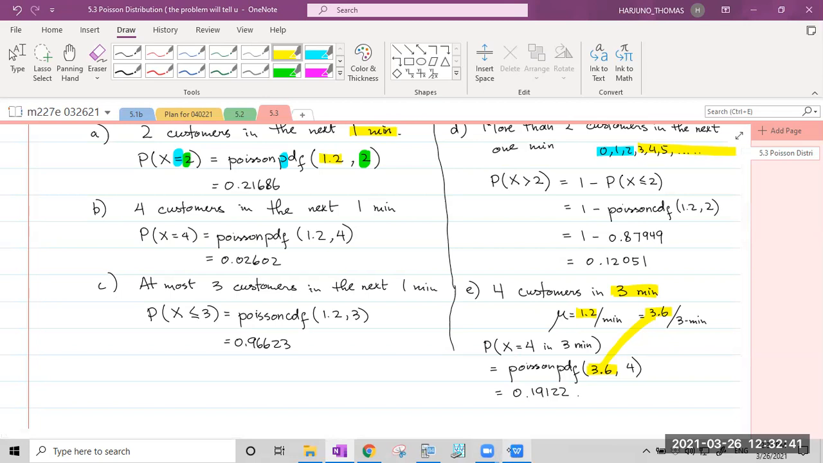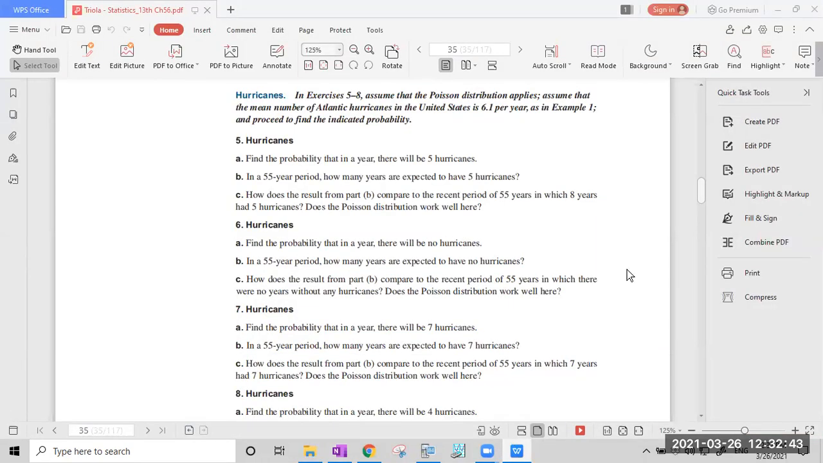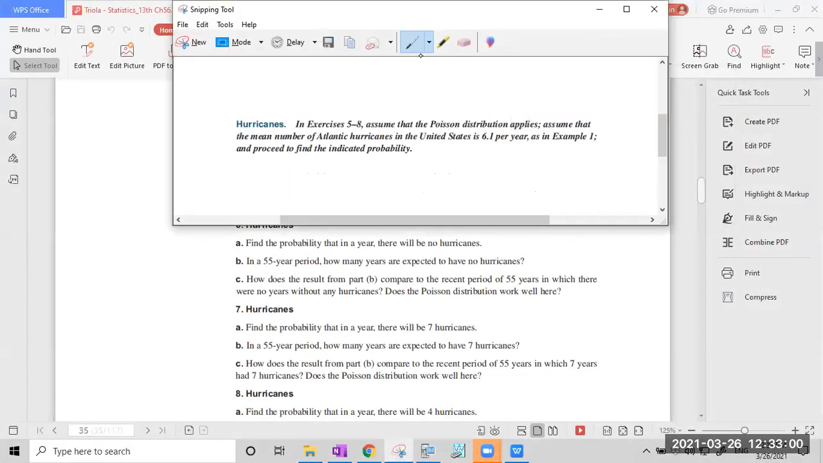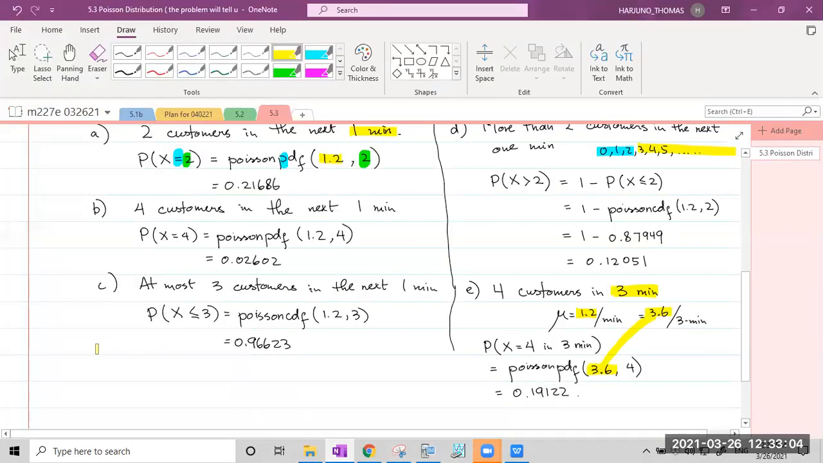Now let's see problems from our textbook. Let's do number 5 and let's do number 6 and 8. I don't know if I have done that in the past, but let's do number 6 and 8. Let me copy this first. This is a problem from our textbook.